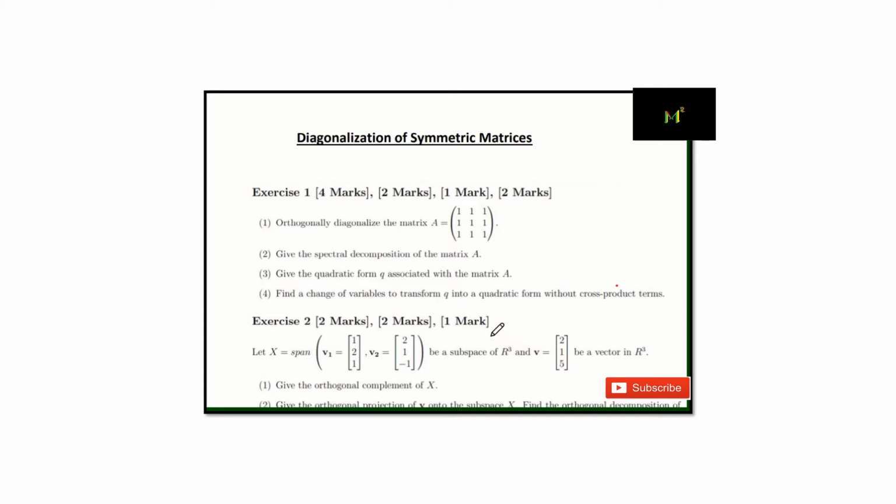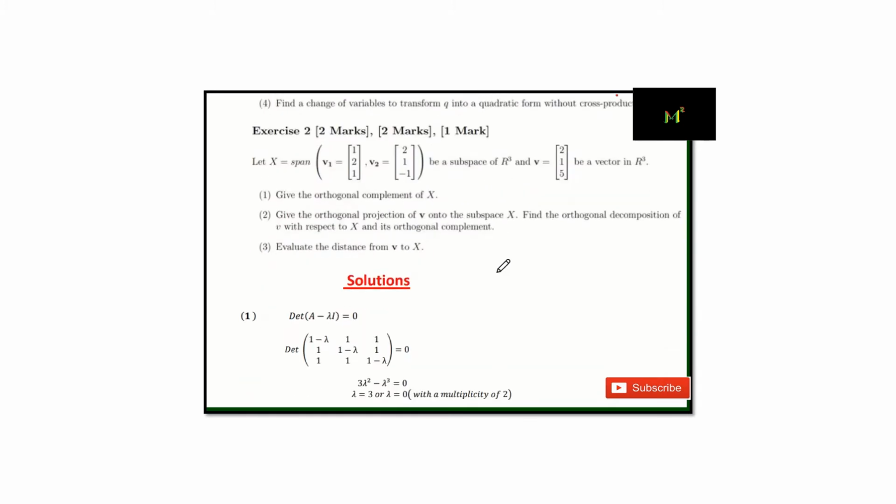With that said, I'm just going to get to the solutions and explain how I arrived at each step. So first question: how to orthogonally diagonalize a matrix.